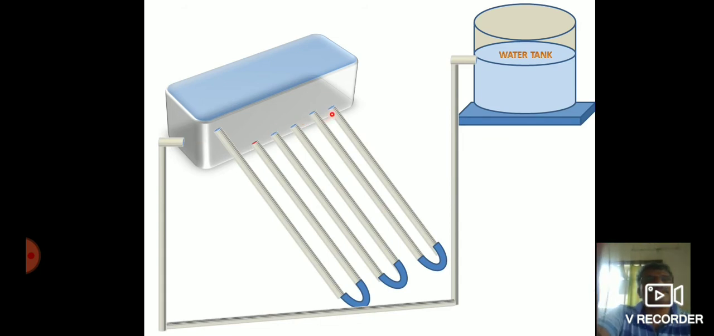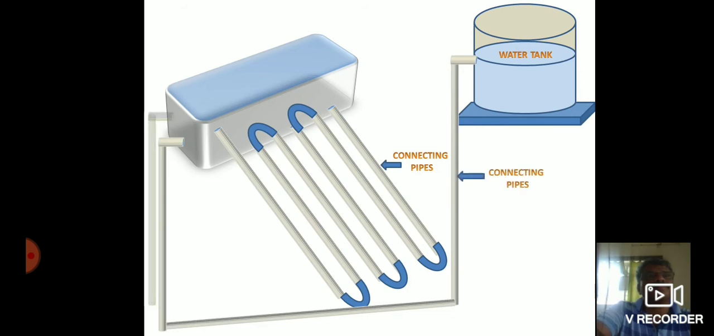And this container is connected by means of pipes. These are the pipes from which our water will be circulated from the container, and this is the ending point of the pipe. These are the connecting pipes. This pipe will be for warm water, which will go outside when the water is warmed in the solar container.